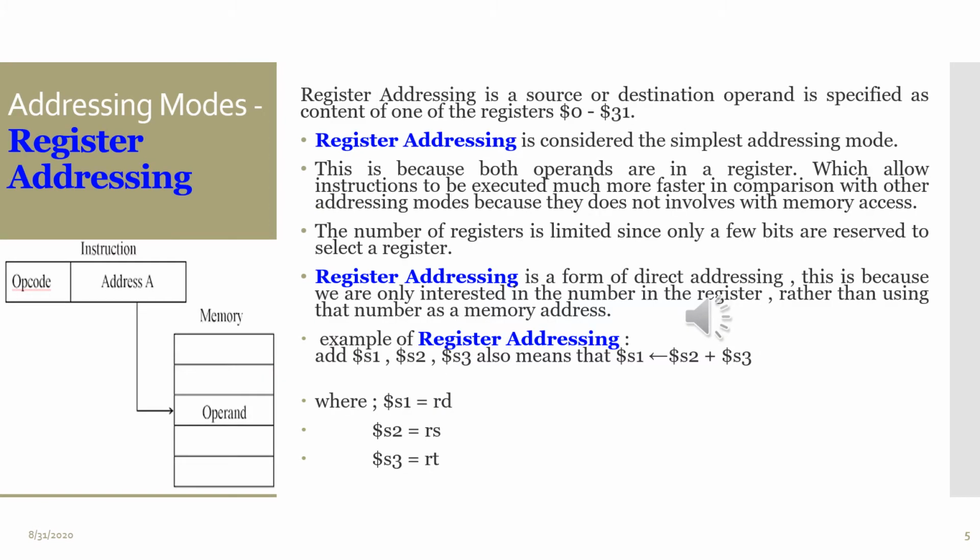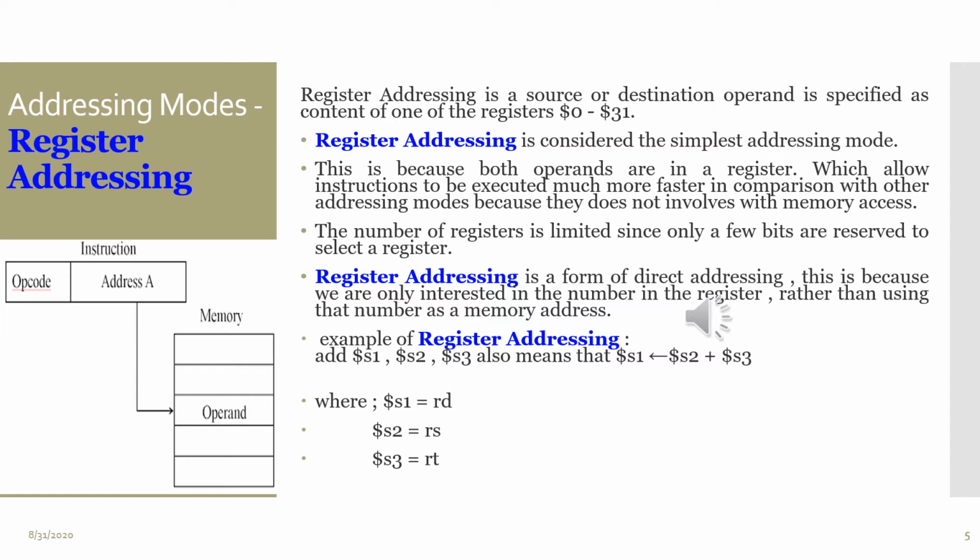What is register addressing? Register addressing is where a source or destination operand is specified as the content of one of the registers. The value is from $0 to $31. Register addressing is considered the simplest addressing mode. This is because both operands are in a register, which allows instructions to be executed much faster in comparison with other addressing modes, because they do not involve memory access.